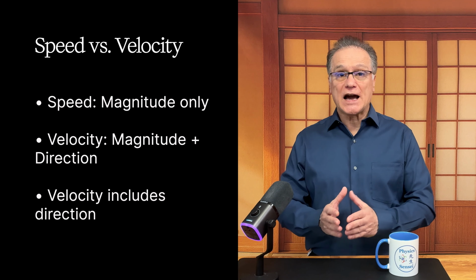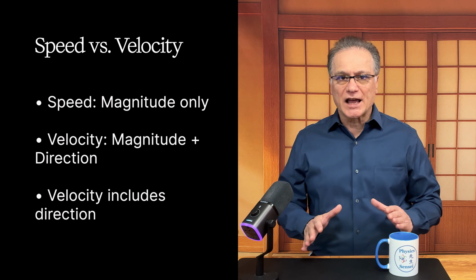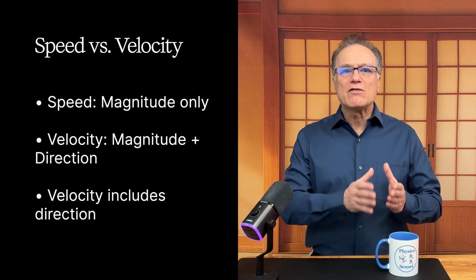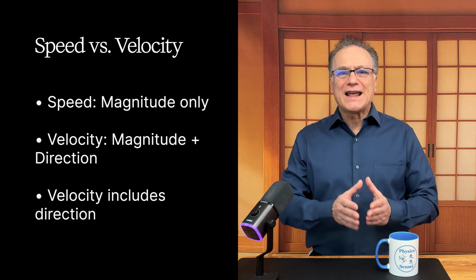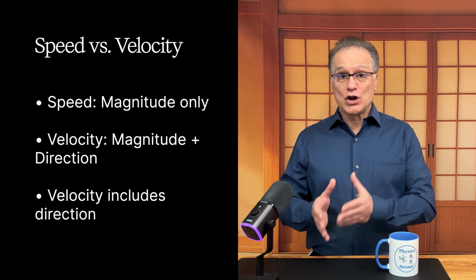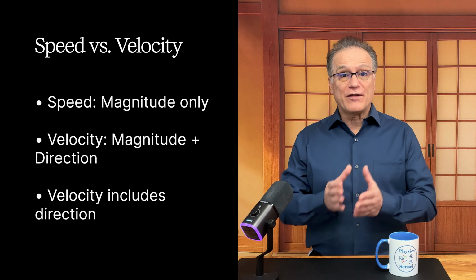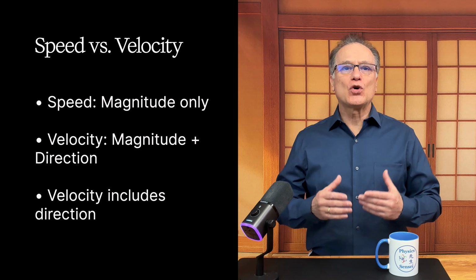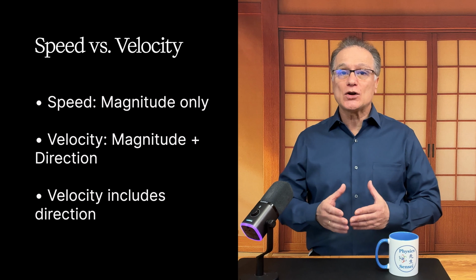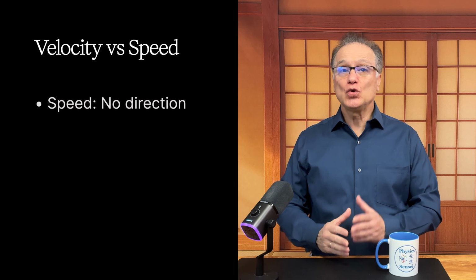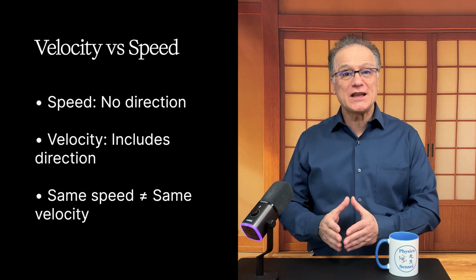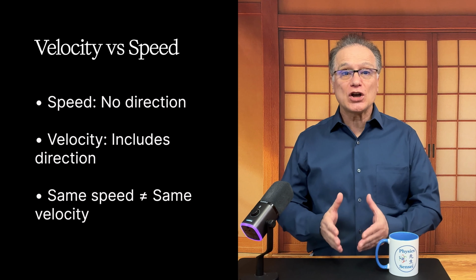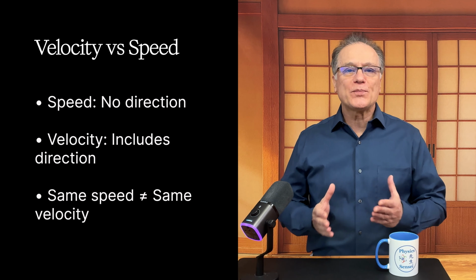Speed and velocity are related, but they are not the same. Speed tells you how fast something moves, but it has no direction. Velocity tells you both how fast and which way. In physics, velocity is the more useful quantity because it includes direction. Two objects can have the same speed but very different velocities if they move in opposite directions.